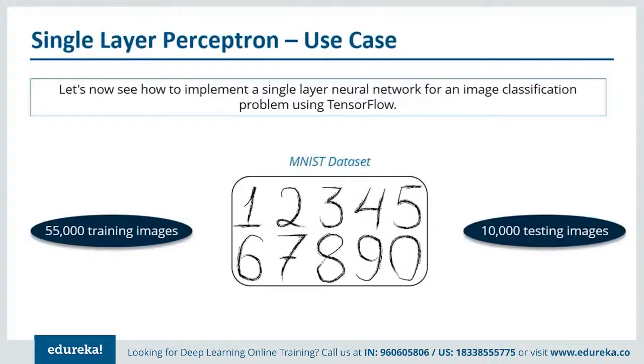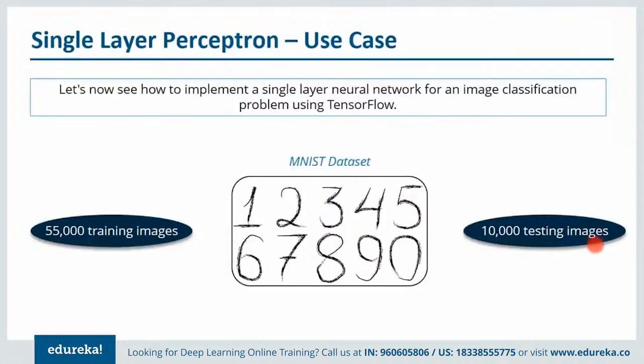The reason for using the MNIST dataset is because it is already clean and will be a perfect example for this. What this MNIST dataset contains is handwritten digits from 0 to 9, and in that dataset we have 50,000 training images along with 10,000 testing images. So we will train our model with those 55,000 training images, and then we are going to test the accuracy of the model with the help of those 10,000 testing images.